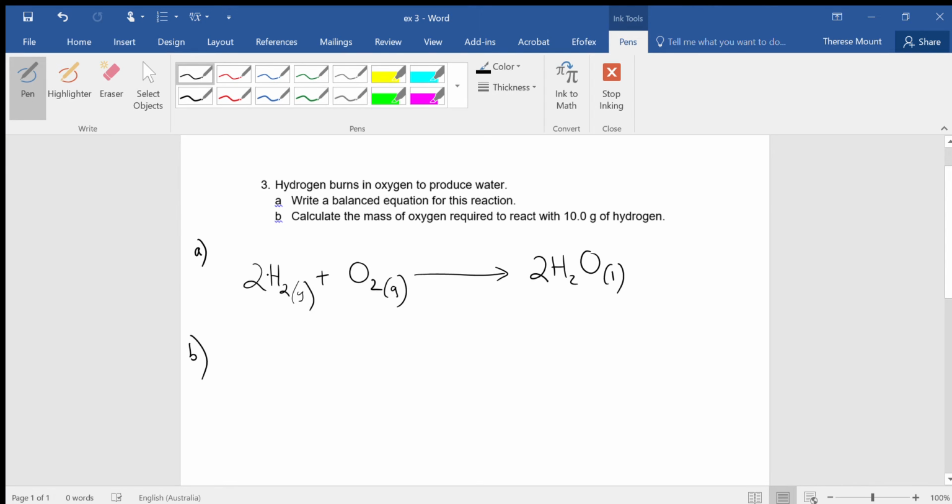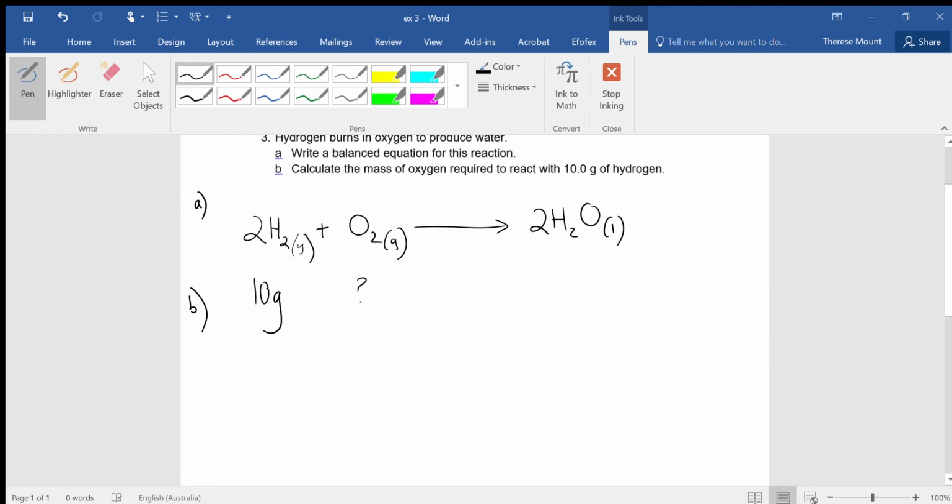10 grams of hydrogen, so this is my known, and I want to figure out how much oxygen is required to react with that. So this is my unknown. We're dealing with molar ratios, so I need to convert this value to moles. So moles is mass over molar mass.